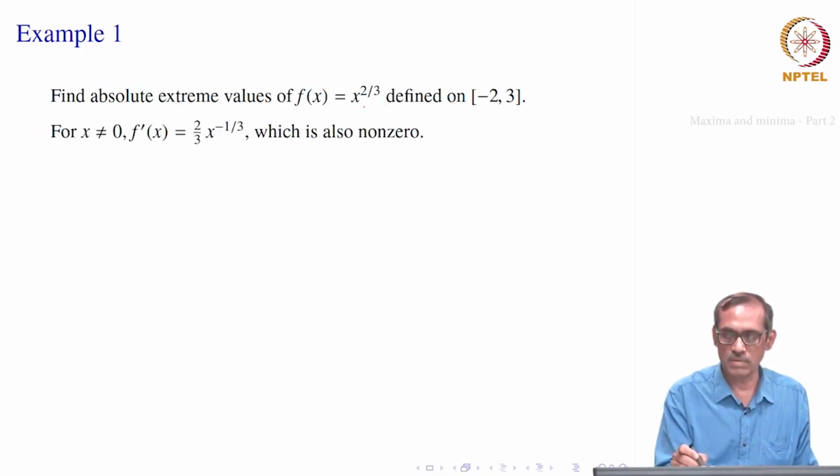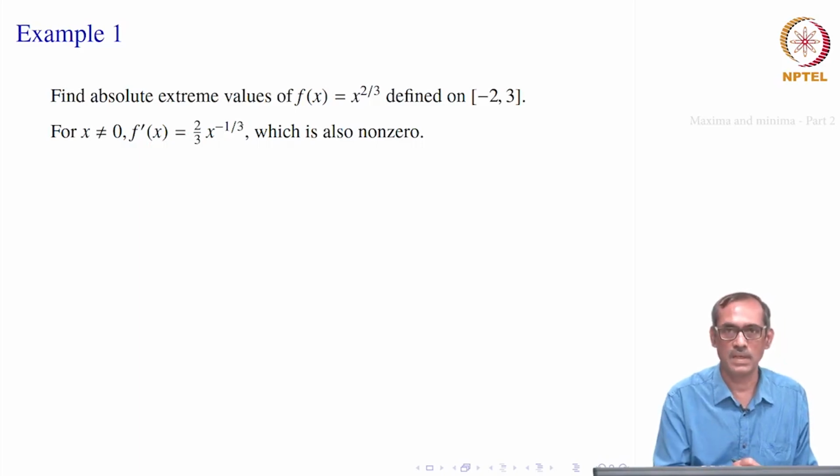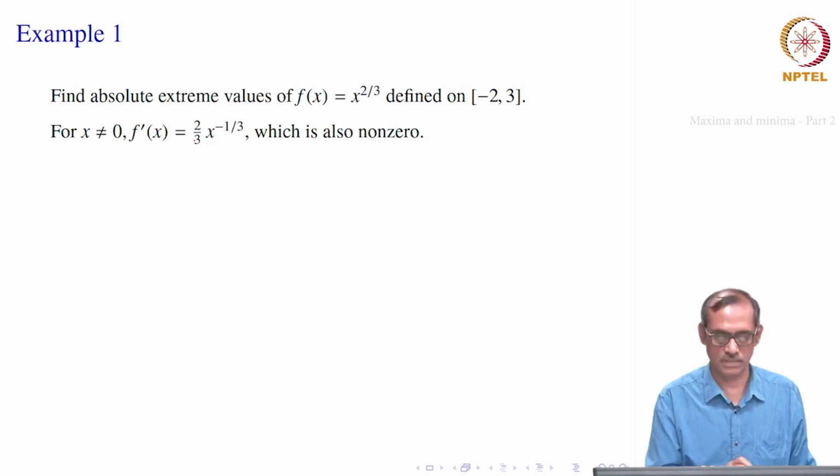So, if x equal to 0, then it can be 0, but what about differentiation? Well, if you take the derivative of f x, it is 2 by 3 x to the power minus 1 by 3. So, this is not defined at 0. So, at 0 it is not differentiable, right. But if x is non-zero, then its derivative is 2 by 3 x to the power minus 1 by 3, and if we substitute x non-zero, f prime x is also not equal to 0.